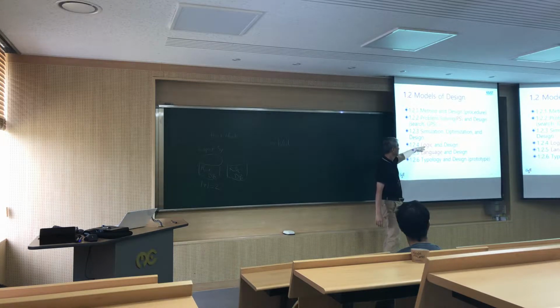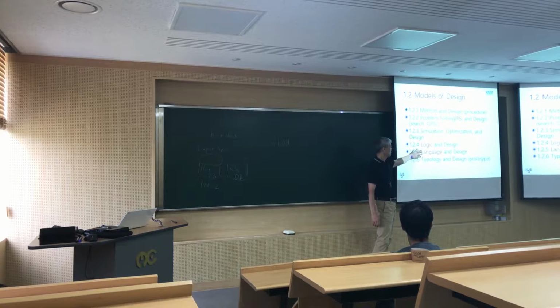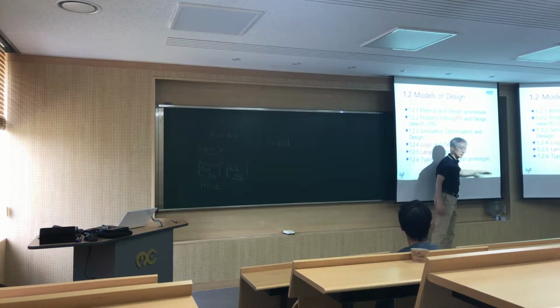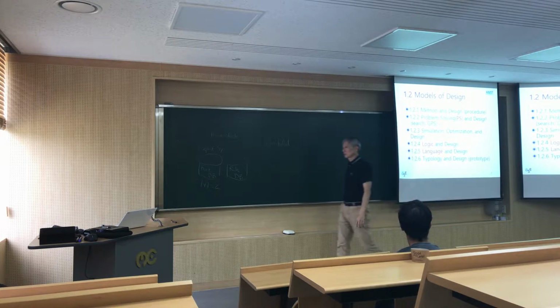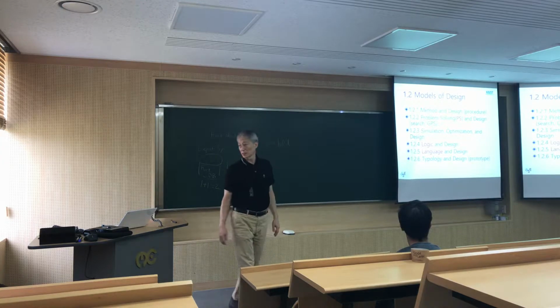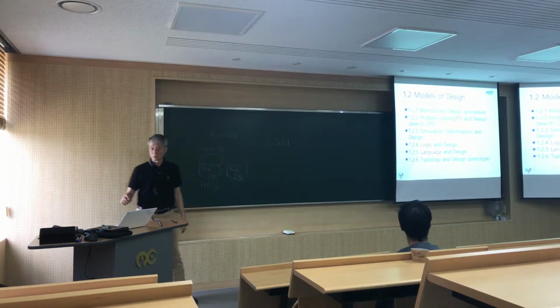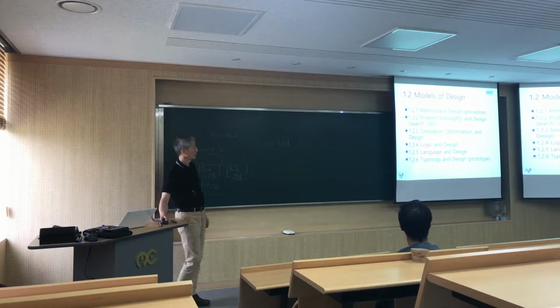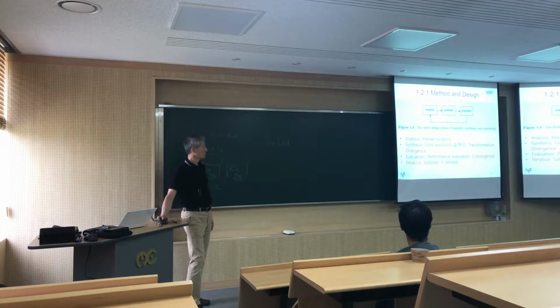And then logic. Logic is from mathematics or philosophy. That is also related with design. And language, we already see that language is also related with design. And typology and design, this is what we call prototype. It is already told to you. So those are six different models of designs, which are covered in this book. And Young-gi covered 1 and 2.